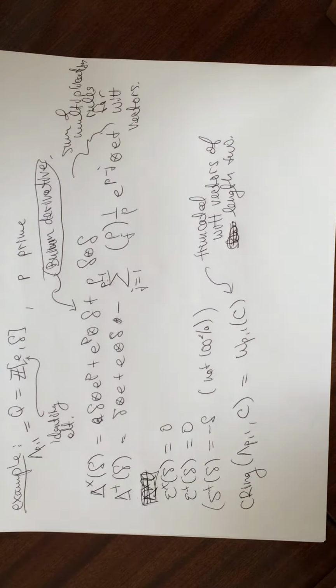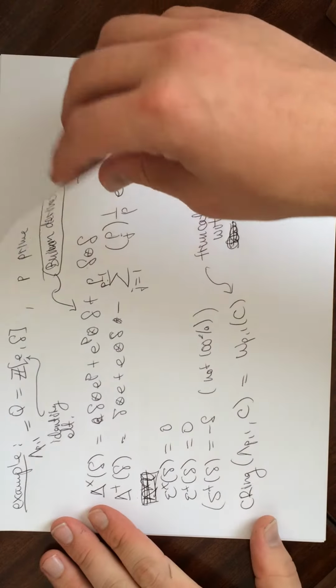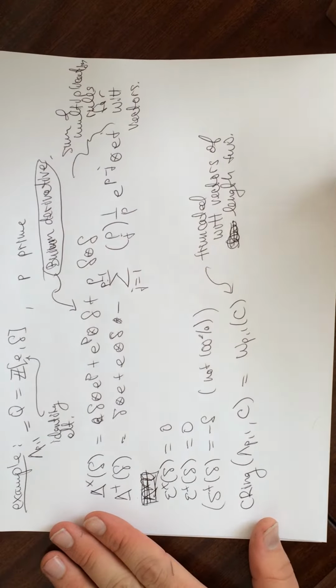Okay, so this is kind of the first level of examples. There's another example that is characteristic P, but these are the most basic ones. So I'm going to stop the video and continue talking about some properties about Birings.